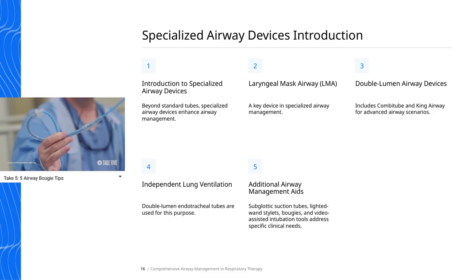Finally, beyond the standard endotracheal tubes, devices like the laryngeal mask airway, or LMA, have expanded our options. These specialized devices help us secure the airway quickly and effectively, especially in cases where traditional methods are difficult or impossible. Overall, these specialized airway devices are integral to comprehensive respiratory therapy, enabling us to tailor our approach to each patient's unique situation and ensuring safe, effective airway management.